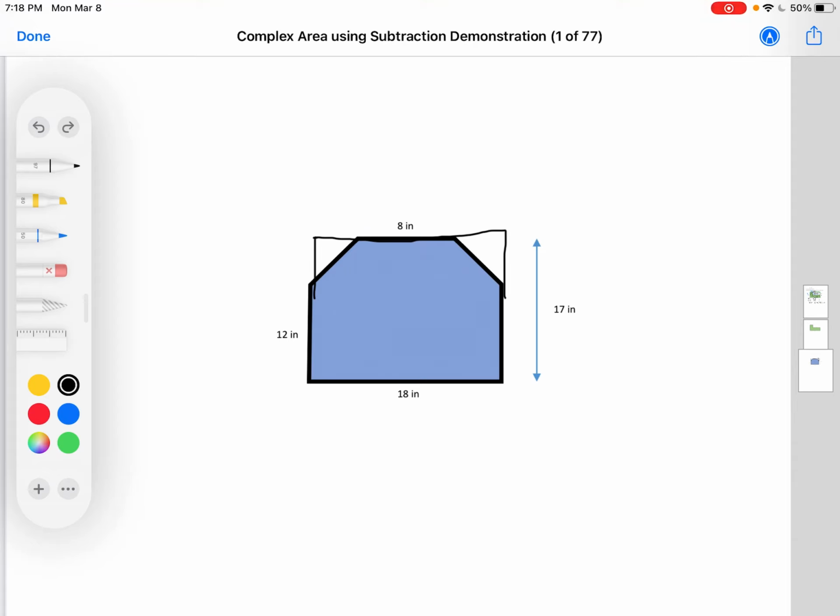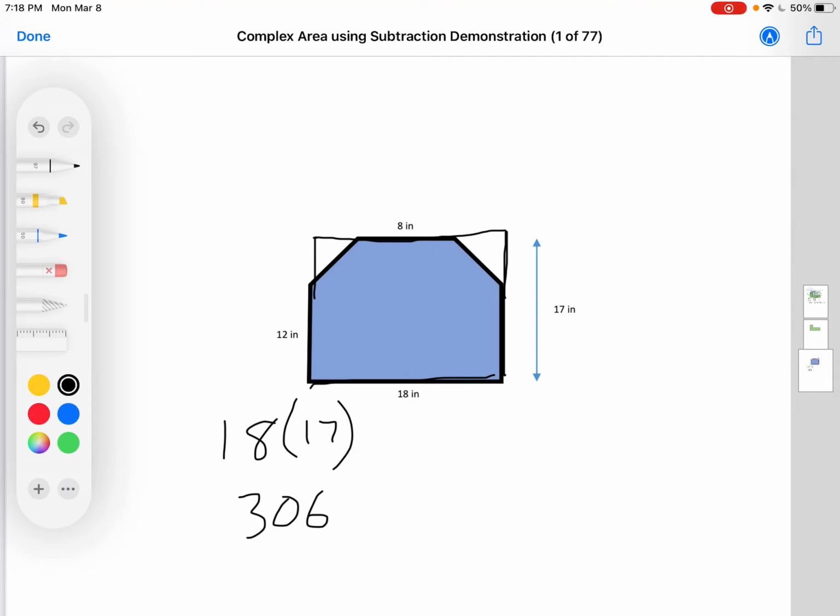So first, to find the area of this big rectangle, it is 18 by 17. So 18 times 17. That is 100 plus 80 is 180. Plus 70 is 250. Plus 56 is 306. 306 square inches for the big rectangle.